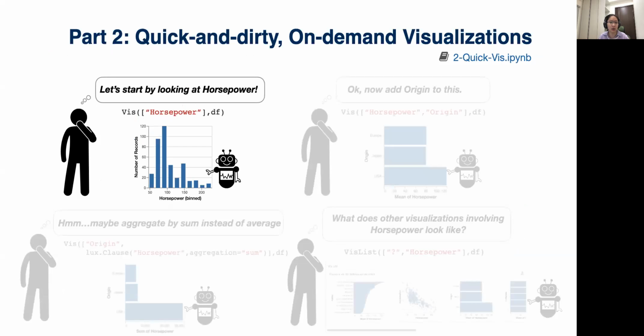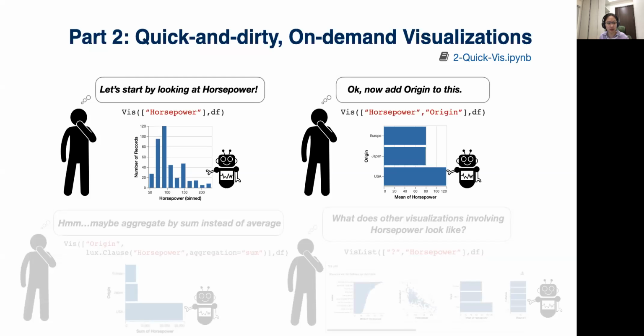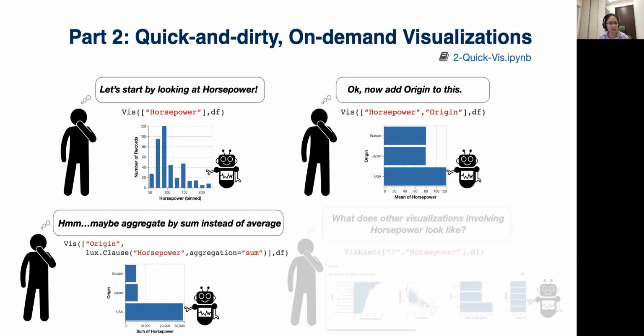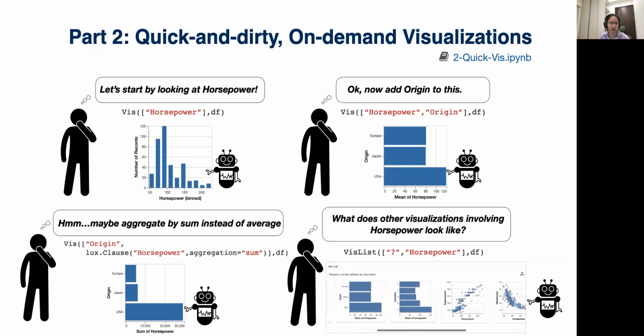The second part of the tutorial demonstrates how the same intent language can be used to create visualizations on demand. Lux is built on the principle that users should always be able to visualize and explore anything that they specify without actually having to think about what that visualization should look like. So let's say that a user starts off by wanting to look at horsepower, and they specify that in Lux, and then maybe they want to add the attribute origin. We can do that through Lux, as well as maybe they now want to change the aggregation function from an average to a sum. And then maybe after seeing that, they want to check out all the other visualizations with respect to horsepower.